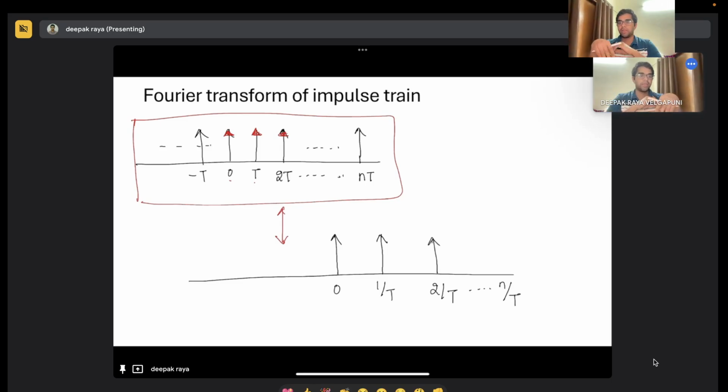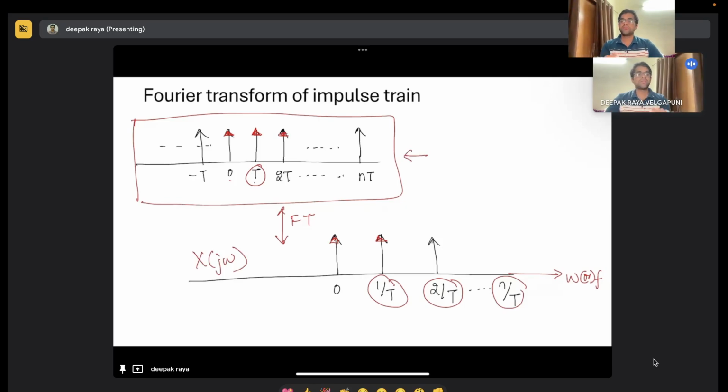When you actually derive it through the Fourier transform expression, you get an impulse train in the Fourier transform also, in the frequency domain, where the impulses will be at 0 and at reciprocals of the time period of the impulse train. Here at t there is an impulse, and in the frequency domain it will be at 1 by t, 2 by t, n by t, and so on and so forth. This is the Fourier transform of an impulse train.